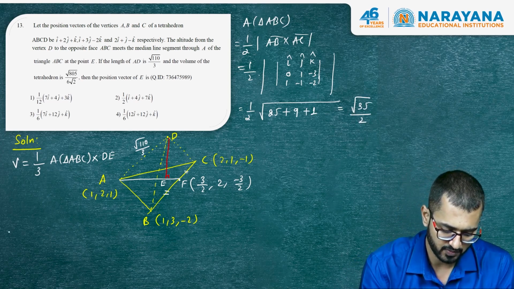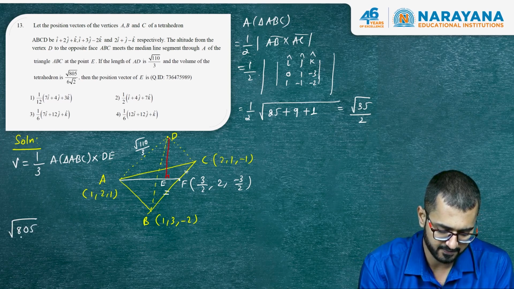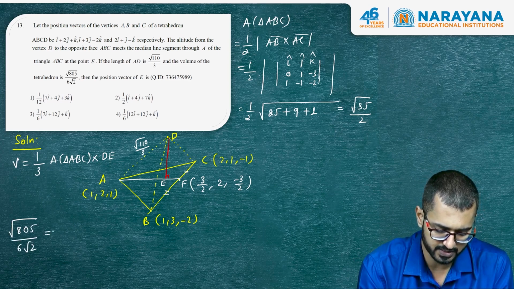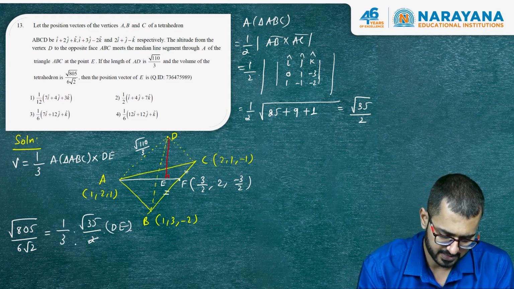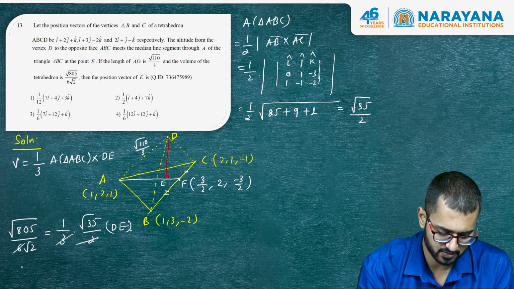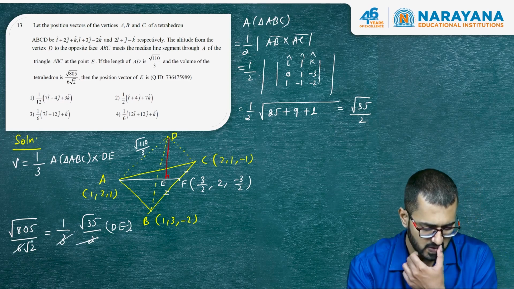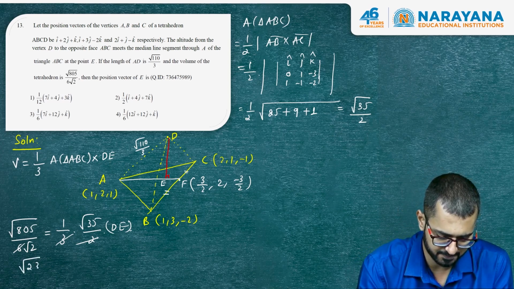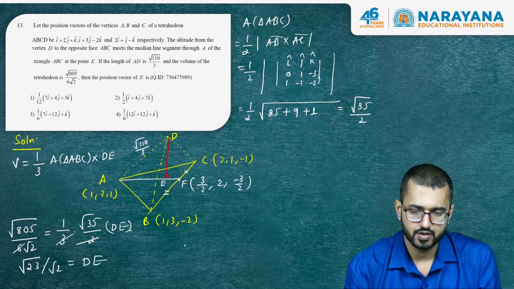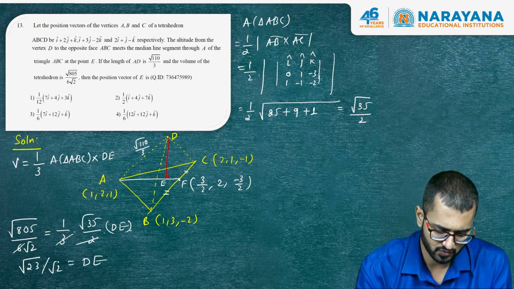So the volume they have given to be root of 805 over 6 root 2, which is equal to one third of the area, root 35 by 2, times the height, which is my DE. So we'll cancel 6 from here, and 35 and 805 will cancel because both are divisible. So 805 divided by 35 gives 23, so root 23 by root 2 will be equal to DE. So we found DE is equal to root of 23 over square root of 2.